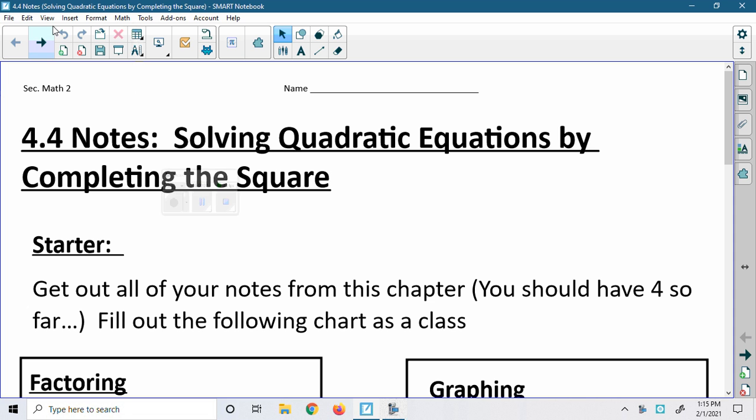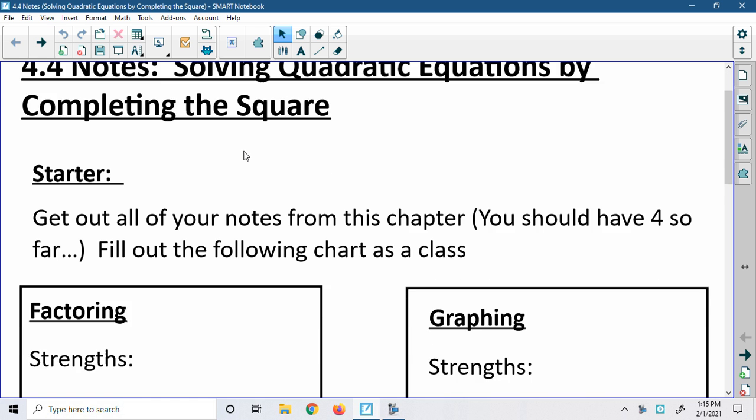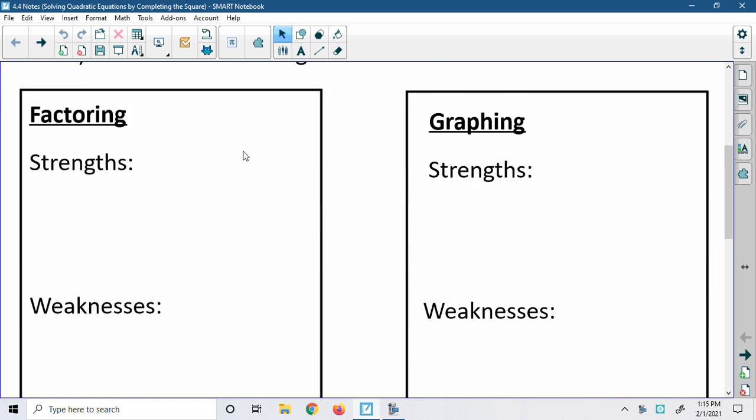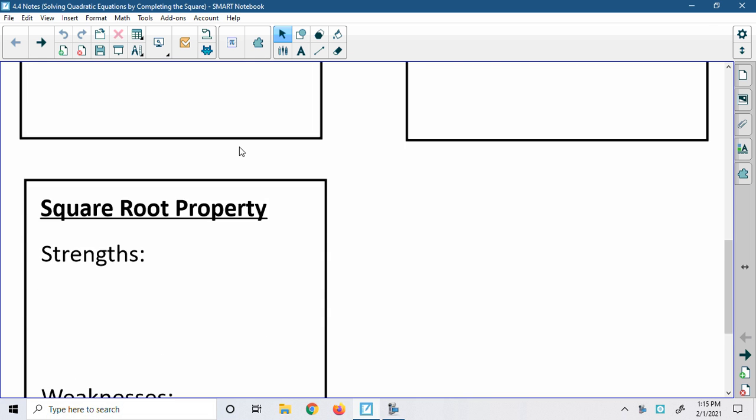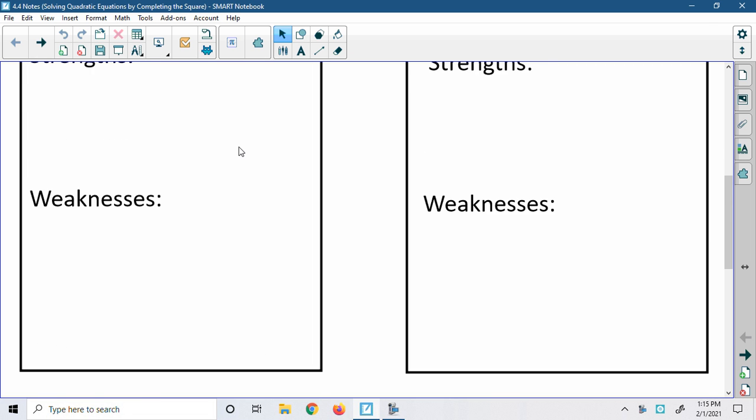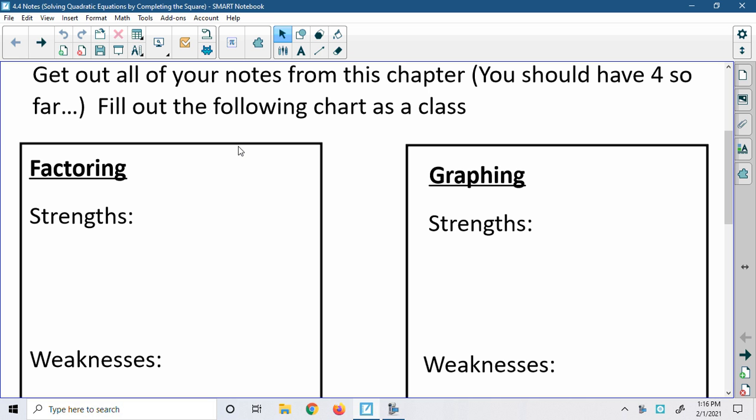We are doing section 4.4. We're solving quadratic equations by completing the square. If you haven't yet, go ahead and pause the video. I'll let you go over the starter on your own, just kind of listing some of the strengths and weaknesses, what you think of the different methods we've done so far. So unpause the video when you're done.